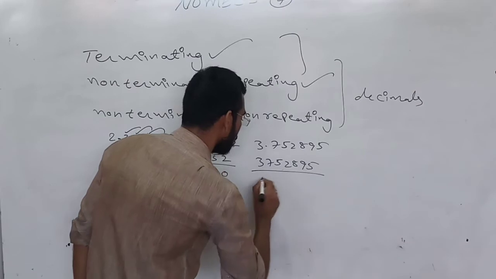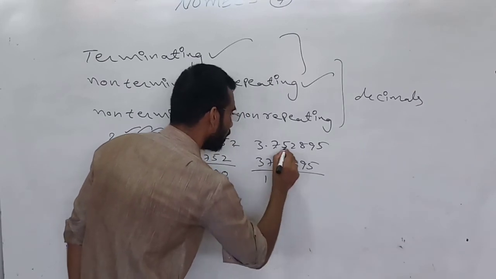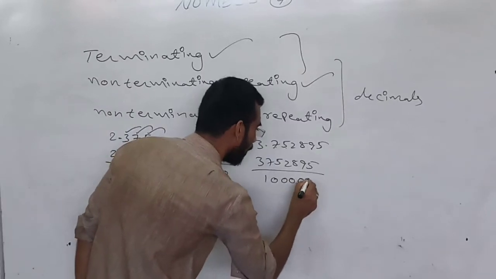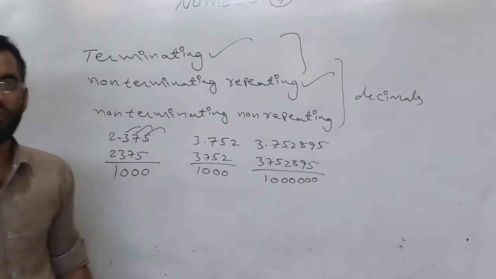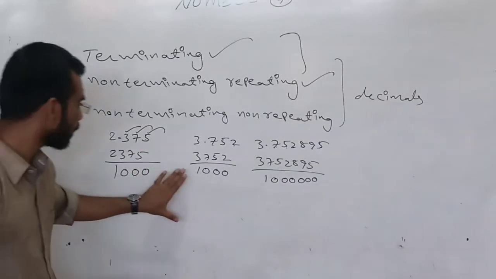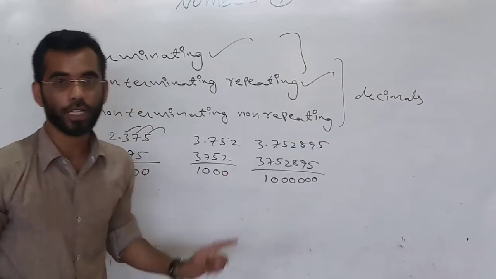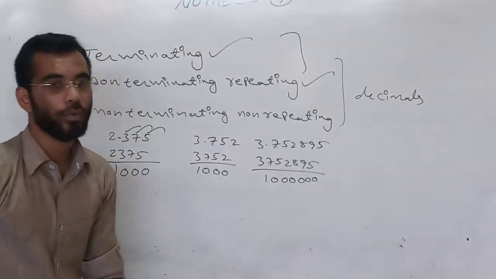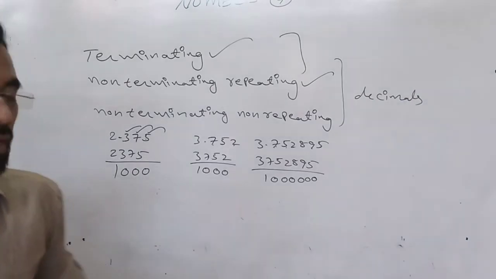It can be written in the form of p by q. So it is terminating. It is also terminating, and it is also terminating. Terminating decimal. That means these are in the form of p by q. These are rational numbers.